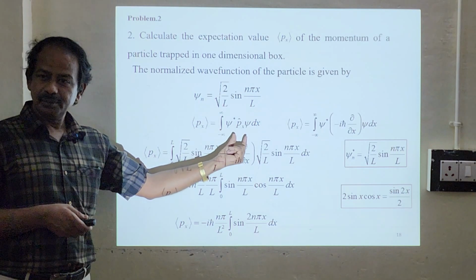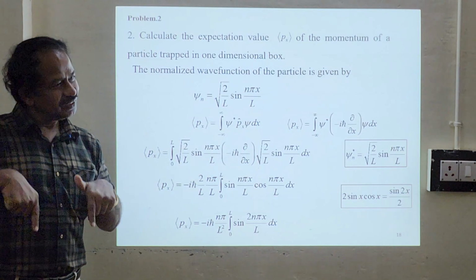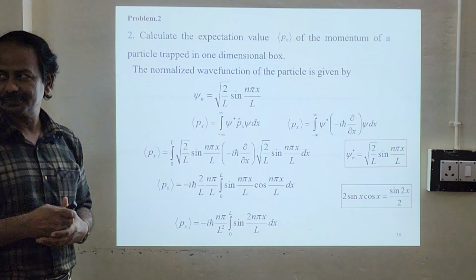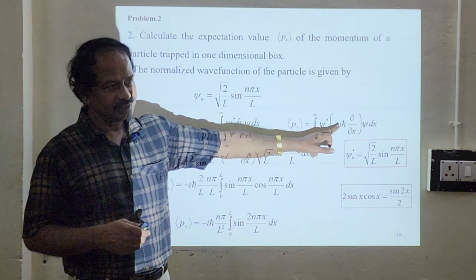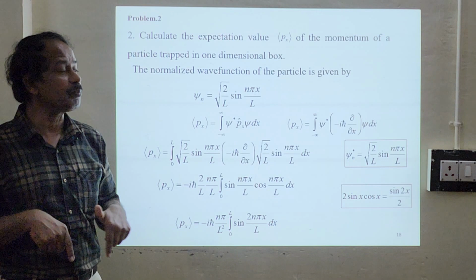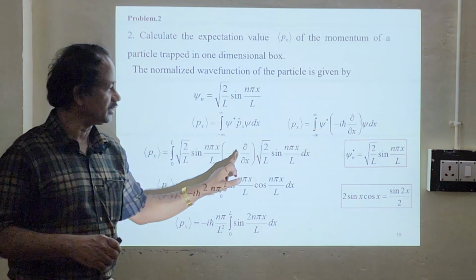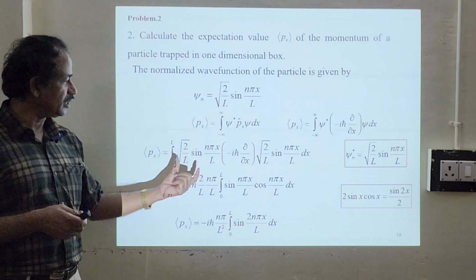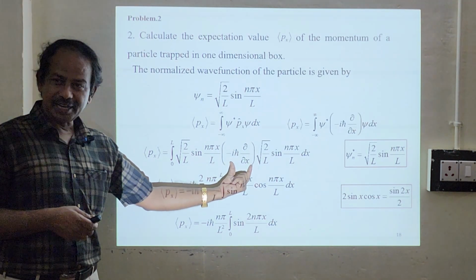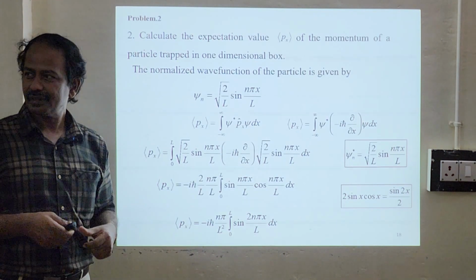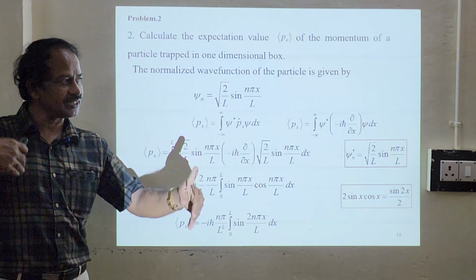What is the expression for the expectation value? Px equals the integral, from minus to plus infinity, of psi star, px, psi, which we know already. Now the expression for px in terms of operator will be minus i h cross partial d by dx. You substitute this, so we have psi star, minus i h cross partial d by dx, psi.